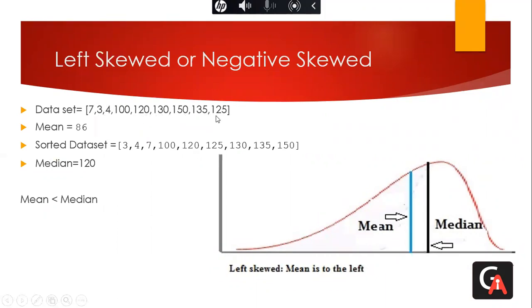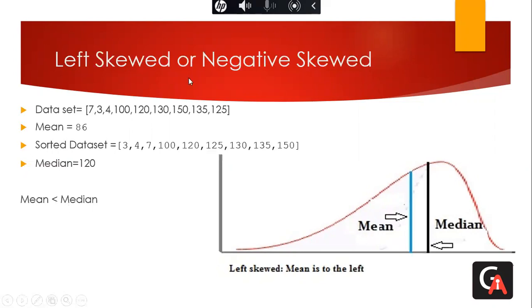So let's calculate the mean. The mean is 86. That is very less because most of the data is between 100 to 150. As I said, mean is sensitive towards the outliers. In this case 7, 3, 4 are the outliers, so that's why the mean is less than what we would expect. Let's sort these numbers and find the median. We just pick the middle number, and 120 is the median. I already said that median is not sensitive towards the outlier, but mean is. So in this case, the median is larger than the mean.